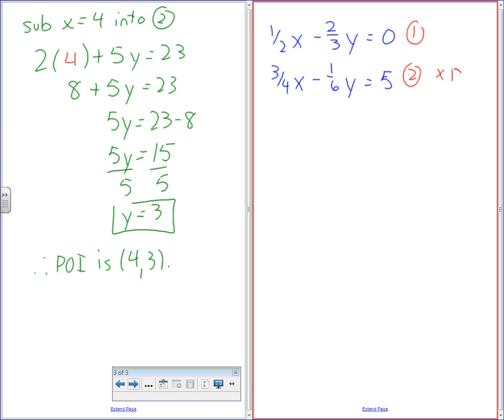That's going to be times by 12. You can also multiply the first one by 12 if you want to. You can also do by 6 as well, as long as the fractions are gone, right? So both would work. Yeah, I understand. Yes, you multiply by the common denominator.